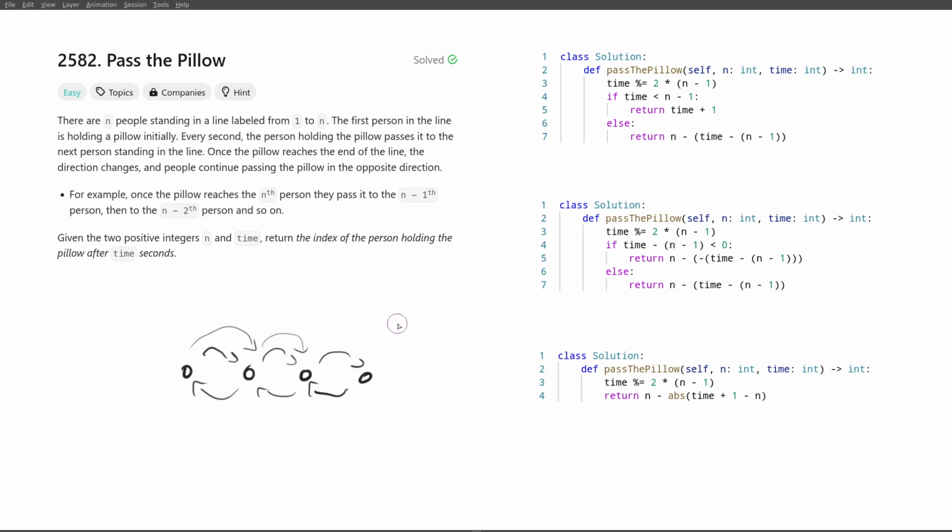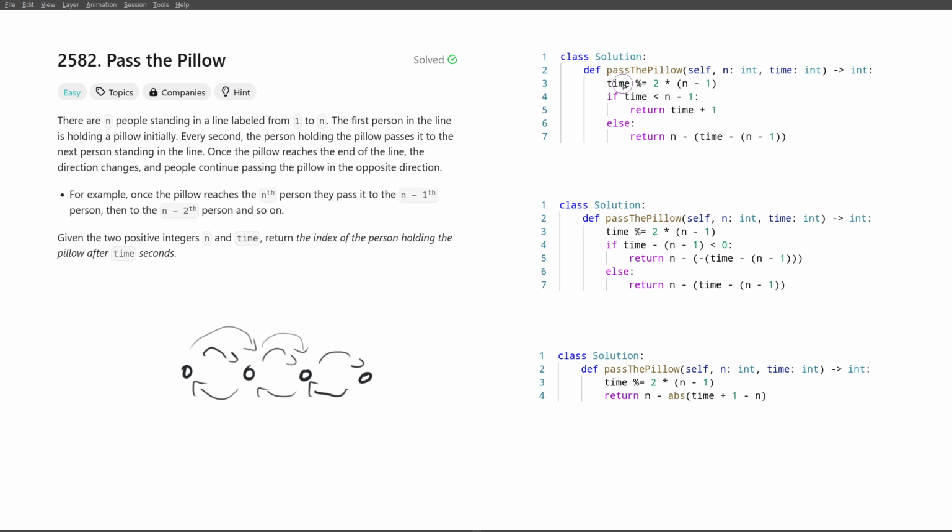So that's the first part. We use modulo to make the number of steps not exceed essentially twice the number of people, twice the number of people minus 2 in this case. So that's the first idea. And then we might just write a solution based on that.